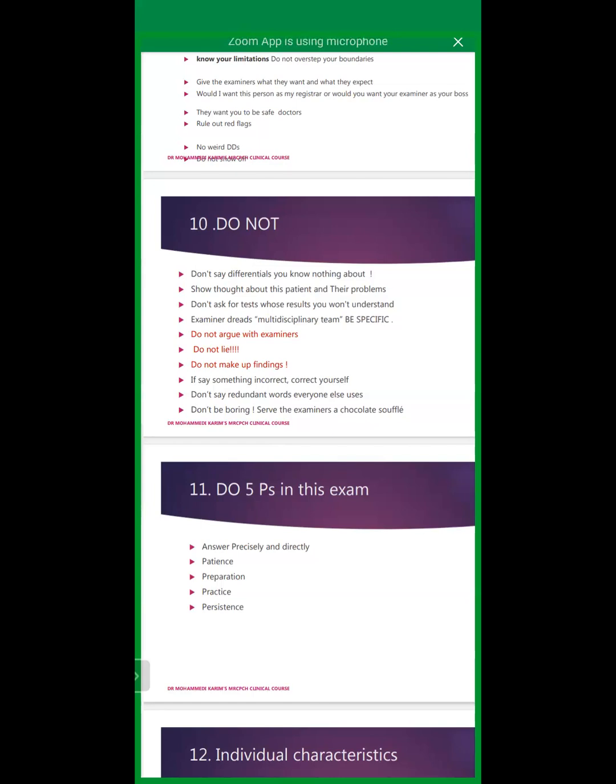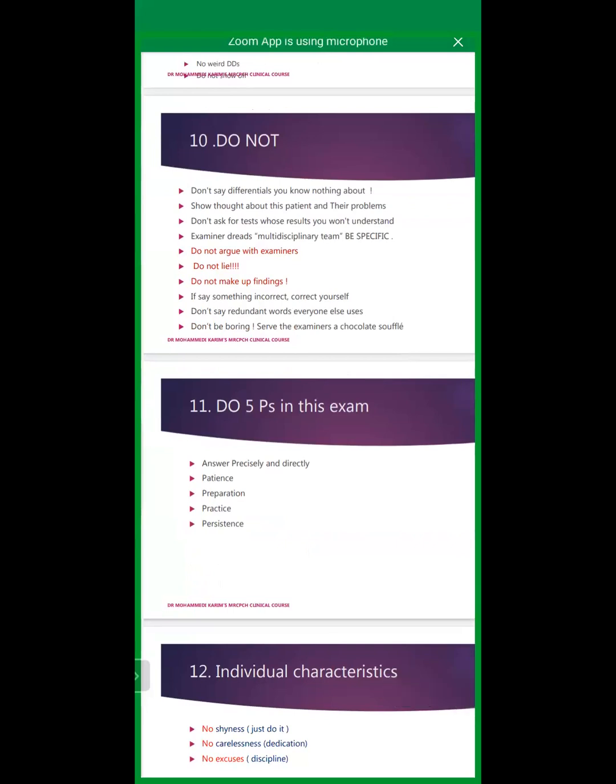I've uploaded some things on the Facebook, not on the WhatsApp, so you'll have to join the Facebook to find out. Anyhow, that person also said the same thing. Don't talk too much. If you talk too much, you might say something which is wrong, and the examiner actually doesn't like you talking. Sometimes, in the history taking, you might be able to talk more, but in other stations, please do not talk a lot.